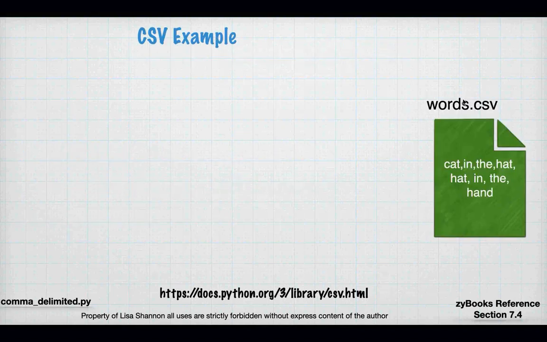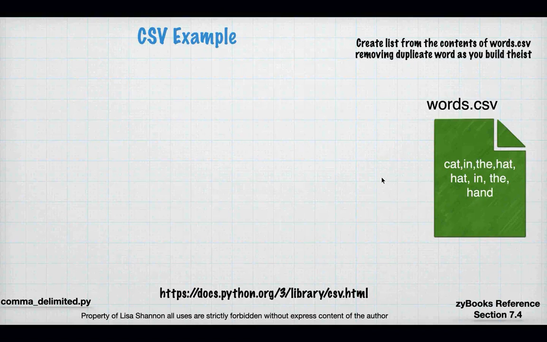So I have a file here called words.csv. And I have cat in the hat, hat in the hand. What I want to make sure I do is create a list of the words in this file, but I only want one of each word in the list. If they're repeated, I don't want two values. I just want one hat. I don't want two hats. I just want one the. I don't want two the's. So how do I do that?